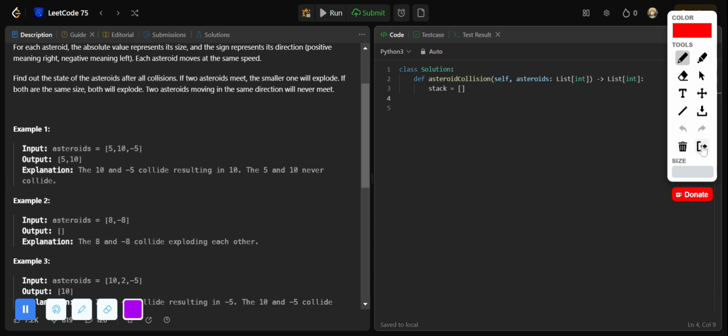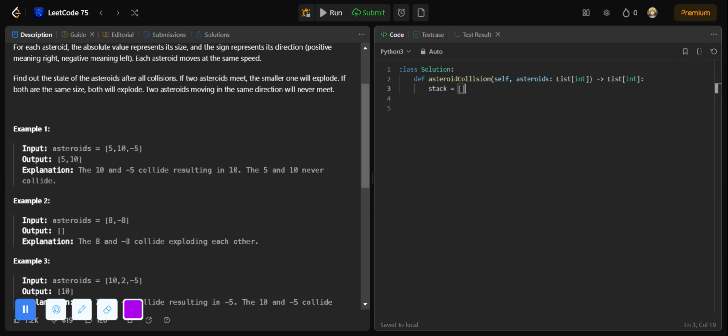So what I'm going to do is, for each asteroid, let's say A, we iterate over each asteroid. What we're going to check is: while the stack is not empty, we have to check the top of the stack. Since we are moving to the right, the element at the top of the stack should be positive.